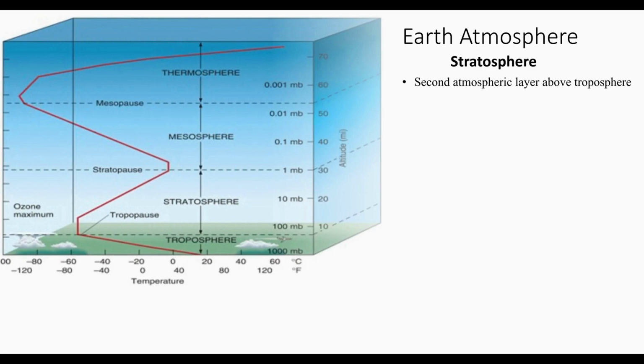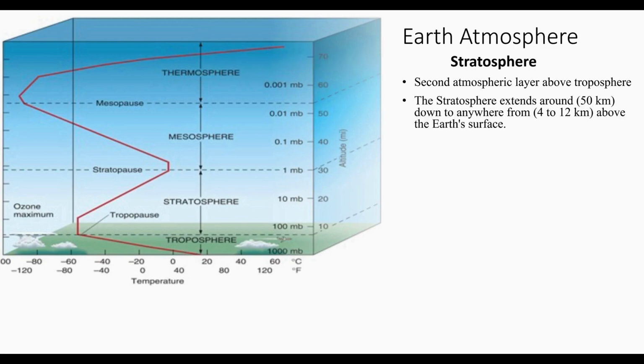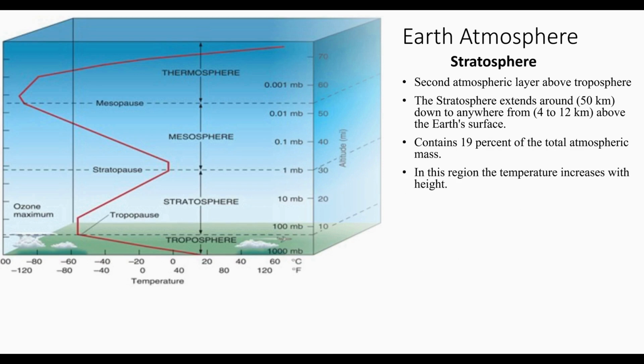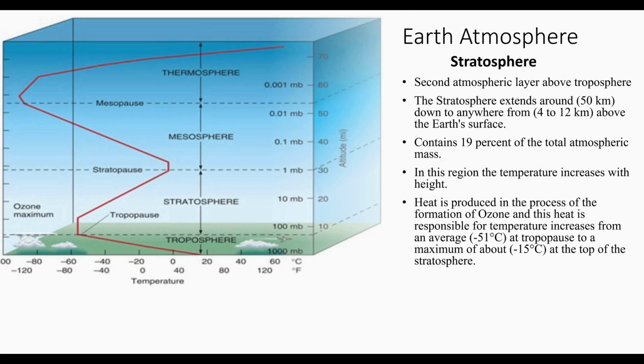The first layer of the Earth's atmosphere, the troposphere, is followed by the stratosphere. This is the second atmospheric layer above the troposphere. The stratosphere extends around 50 km down to anywhere from 4 to 12 km above the Earth's surface. It contains 19% of the total atmospheric mass. In this region, the temperature increases with height.